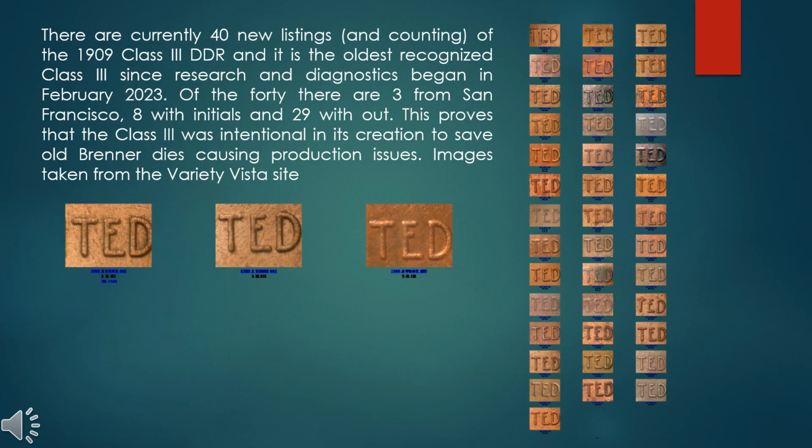There are currently 40 new listings and counting of the 1909 Class III DDR, and it is the oldest recognized Class III since research and diagnostics began in February of 2023. Of the 40, there are 3 from San Francisco, 8 with initials, and 29 without the initials. This proves that the Class III was intentional in its creation to save old Brenner dies causing production issues. Images are taken from the Variety Vista site.